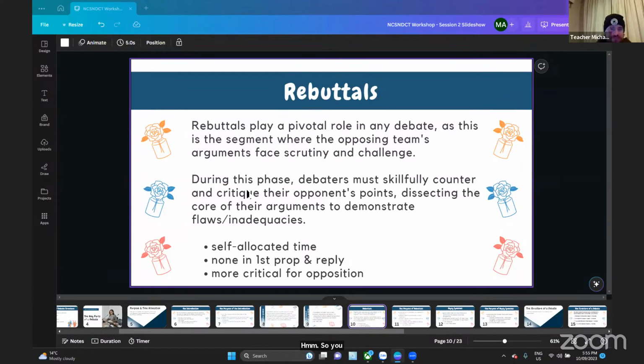So, a good question, Ken. First opposition speaker can rebut, but first proposition speaker cannot. And the reason for that is because the first proposition speaker is the first person to speak during the debate. So there's no one before them speaking to be able to rebut.